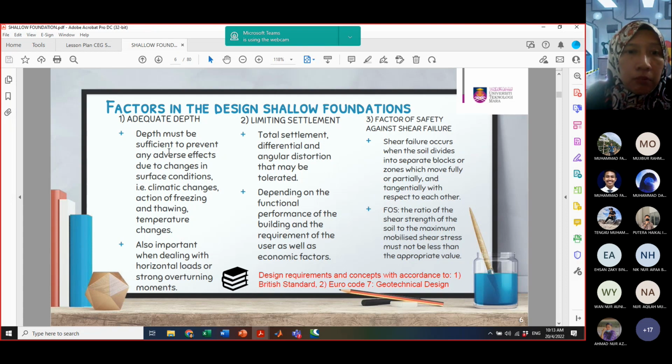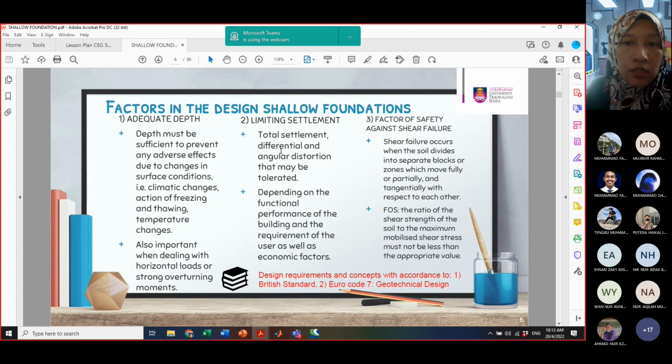The adequate depth must be sufficient to prevent any adverse effect due to changes in surface conditions, for example climate changes, actions of freezing and thawing, and temperature changes. It is also important when dealing with horizontal loads or strong overturning moments. Okay, how about the limiting settlement?